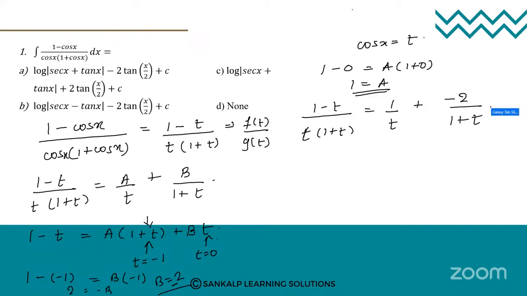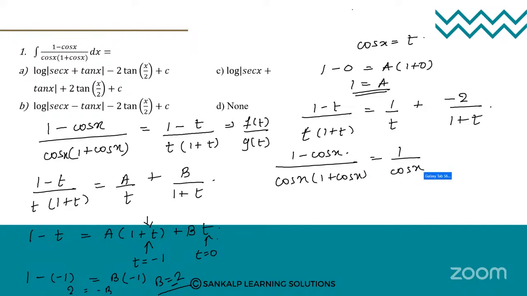So now this is very easy. Okay? Now what we need is in terms of cos x. So convert back. What did we take t as? We took t as cos x. So this is 1 over cos x. This is 1 plus cos x. Again, t we had taken as cos x. This is minus 2 into 1 upon 1 plus cos x. So 1 by cos x we know is secant x. Minus 2 into this integration, we don't know.